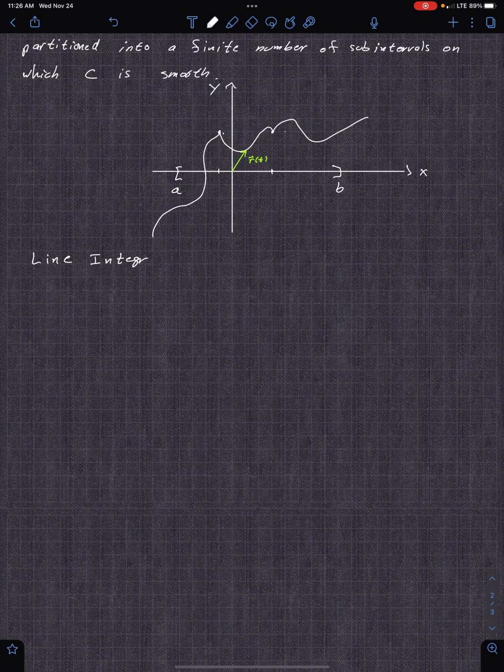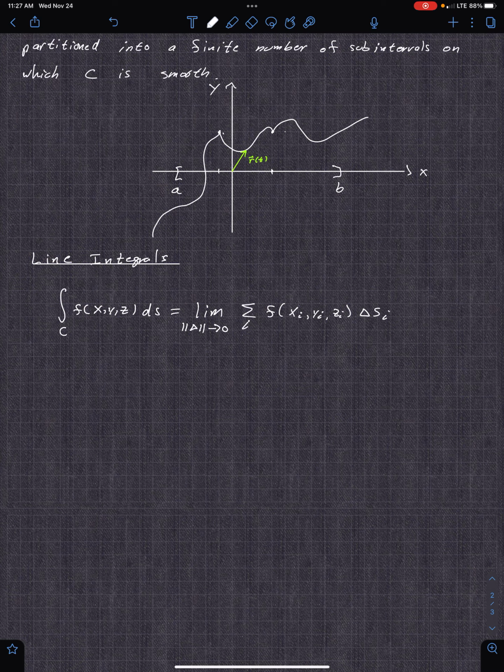So a line integral looks like this. You say integral over C, the curve, of f of x, y, z ds, which we'll define, is equal to the limit as the norm of the partition approaches 0 of the sum over all of the i's of f of x sub i, y sub i, z sub i, delta s sub i. That's how they define it.